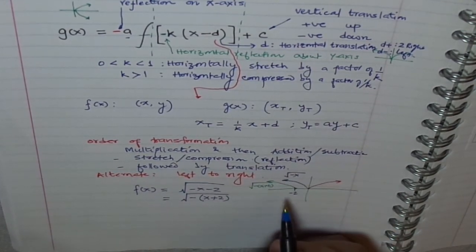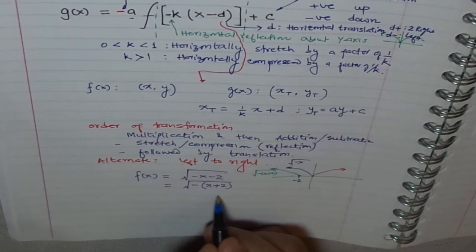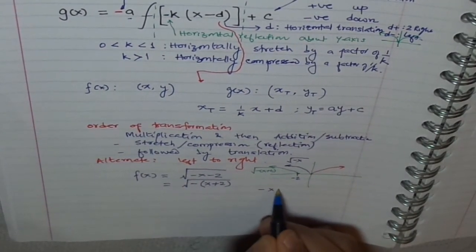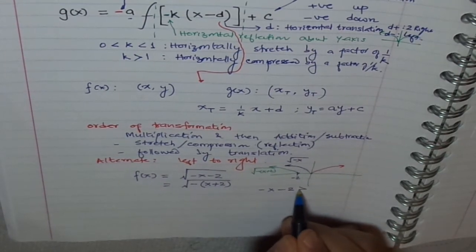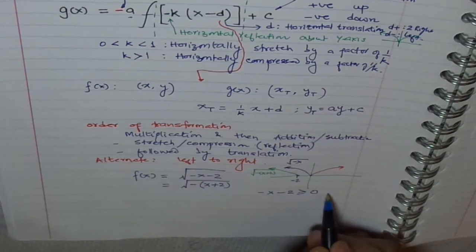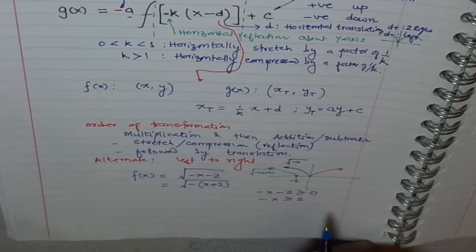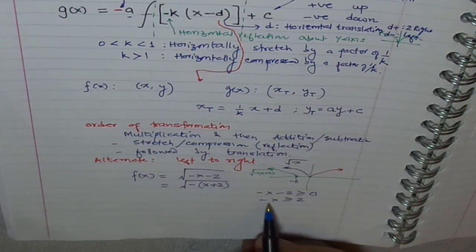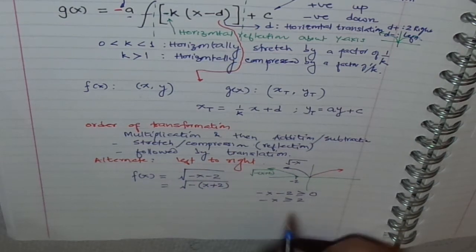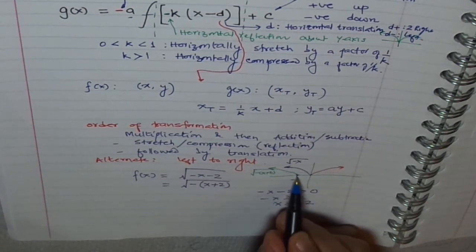Now you can check the domain like this. For example, this was the original function. To check the domain, we can do minus x minus 2 should be greater than or equal to 0, correct? Now we'll move the minus 2 to this side, so we get minus x is greater than or equal to 2. Now we will multiply by minus 1, but when you multiply by a negative, you should remember you have to change the sign also, okay? So we get x less than or equal to minus 2. That's what you get here. You see that now?